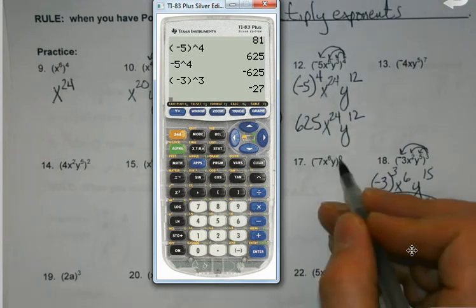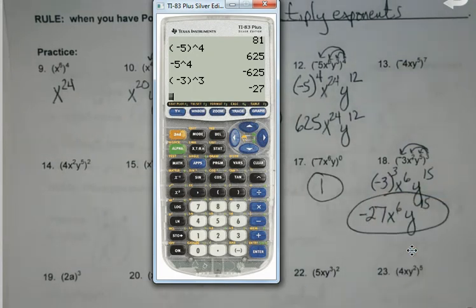Yeah, anything to the 0 power, everything becomes 1. It doesn't mean the exponent becomes 1. The whole thing is just 1. I know, it's weird. So every time there's a 0 exponent, the result is always 1. Anytime it's something to the 0 power, everything inside becomes 1.